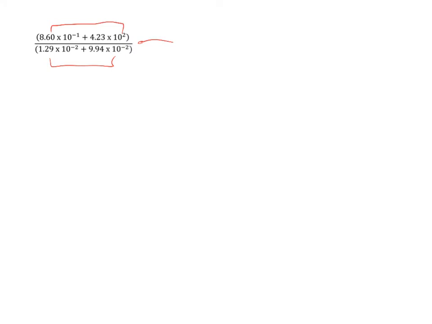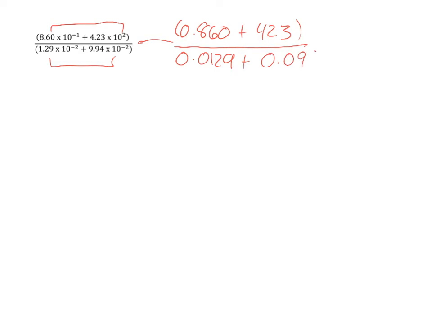When you are confronted with a problem like this, where it's difficult to tell who's the least precise number, or you're not sure, you should write out these numbers as decimals. So for example, 8.60 times 10 to the negative 1 is 0.860, plus 423 divided by 0.0129 plus 0.0994. Now notice that this 0.860 is not going to have that much of an impact. In fact, when we add these numbers together, the last place I'm going to report is my ones place.